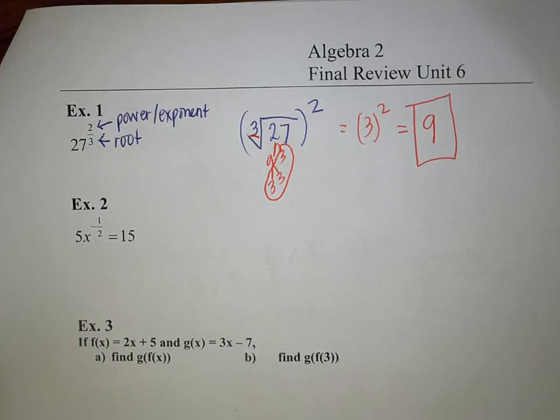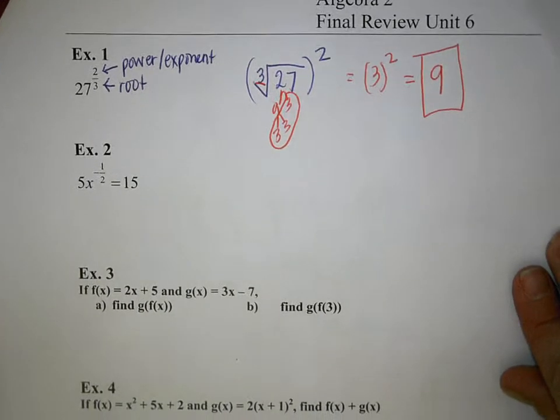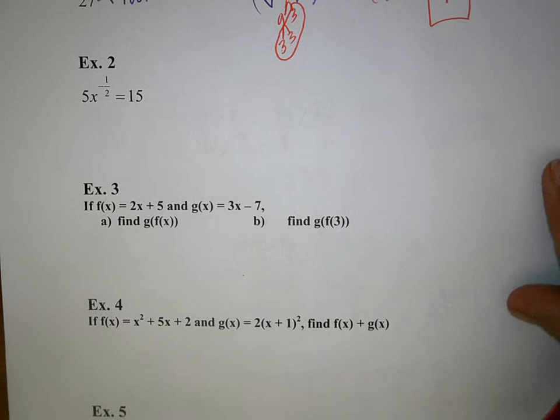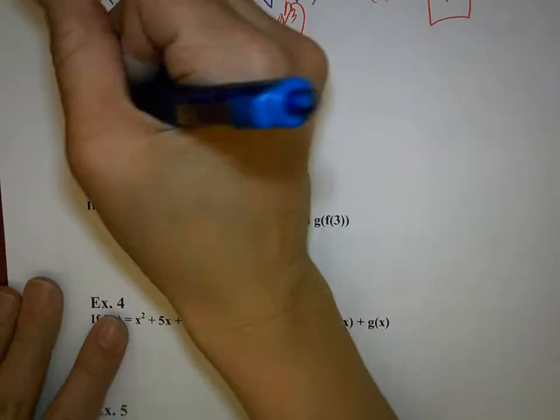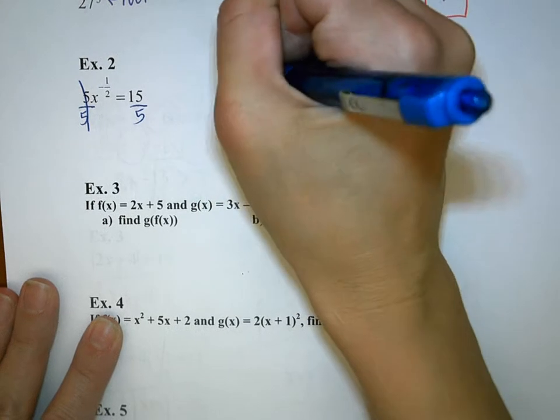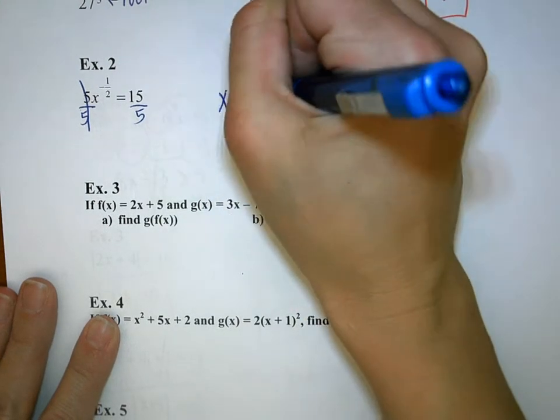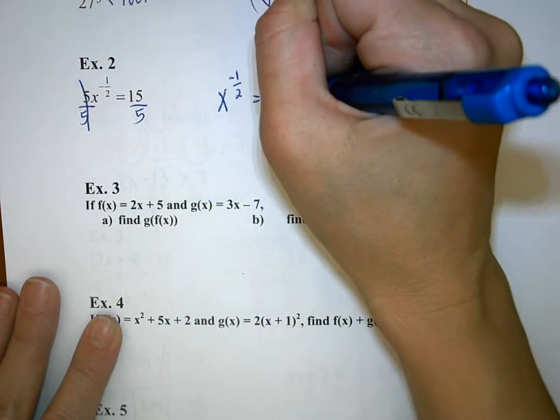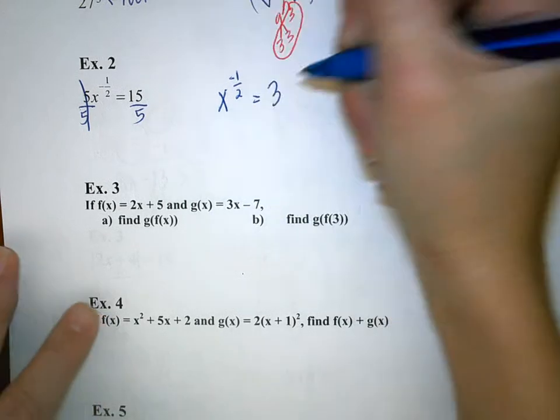Questions? Okay, example 2. You want to get your exponent by itself. So what will I need to do first? Divide by 5. Very good. Divide by 5 is correct. So I have x to the negative 1/2 power equals 15 divided by 5 is 3.